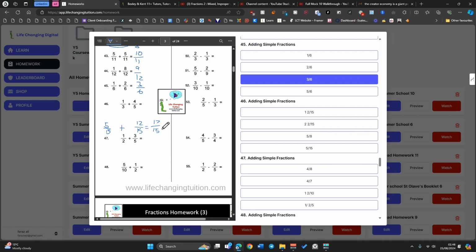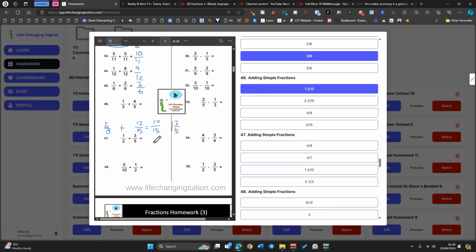How you convert to a mixed number is look at how many times the bottom one goes into the top one. Well, it's once. What is left over from that? Well, it's 2. And then the bottom is always 15. So 2 over 15 is the answer here. That's for question 46. Okay, question 47.